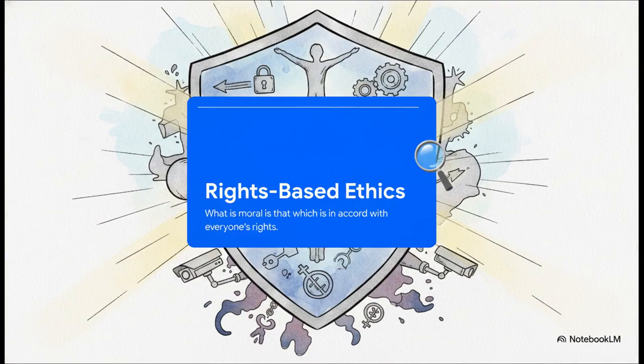Tool number 4 is rights-based ethics. This lens asserts that what is moral is that which aligns with everyone's fundamental rights and individual freedoms. In the tech landscape, this approach is completely non-negotiable. It demands the absolute safeguarding of users from discrimination, privacy violations, or really any infringement on their autonomy. It basically acts as an impenetrable protective shield for the end user.